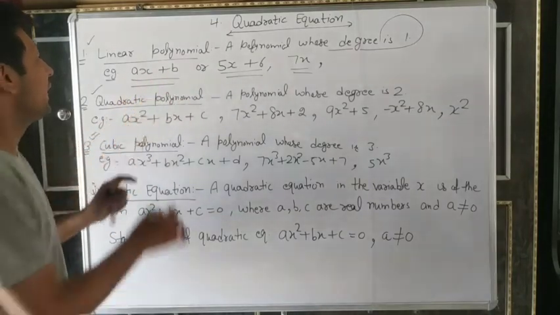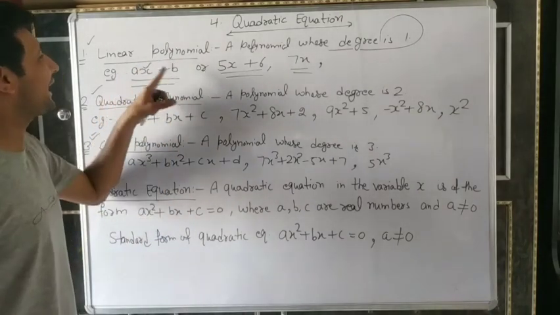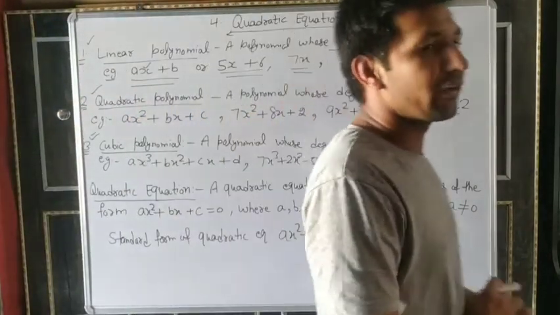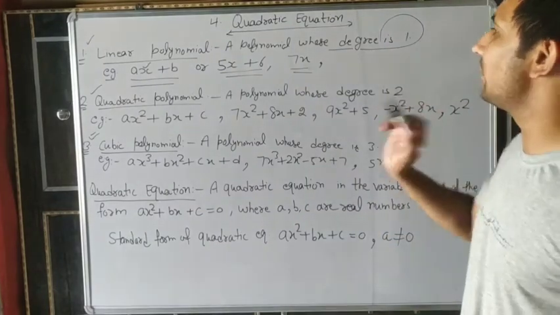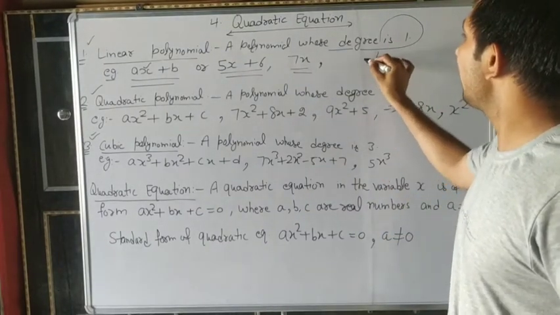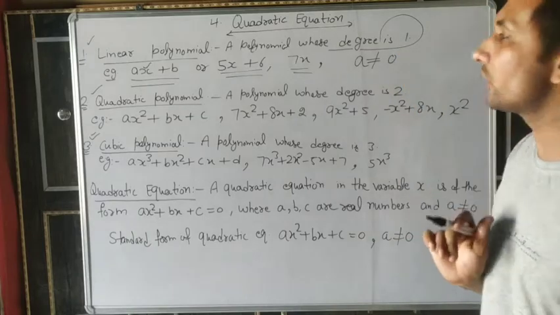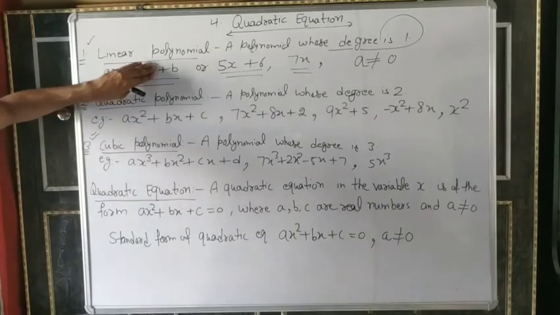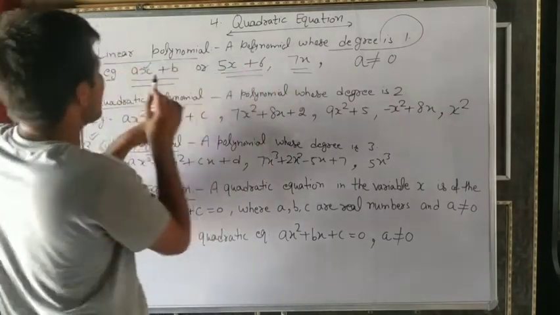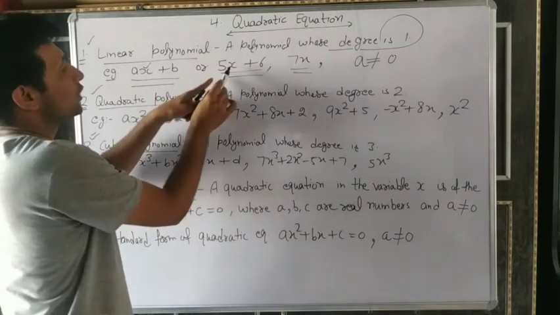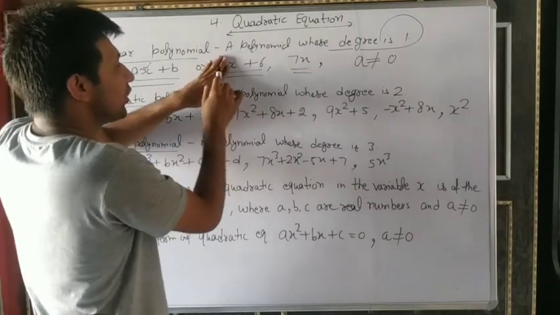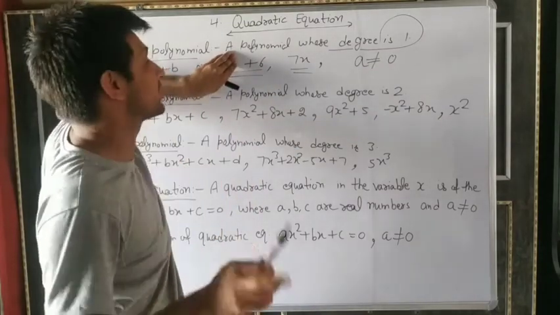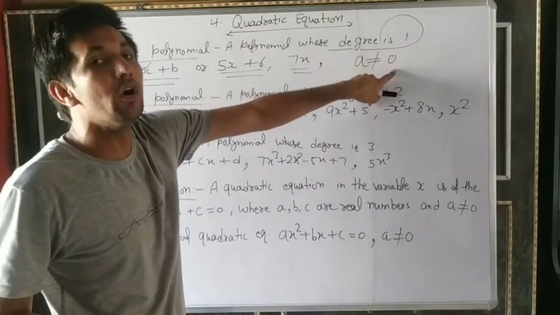It is a general form of a linear polynomial: ax plus b. x is the variable, and a and b are real numbers. And always remember one condition: a is not equal to 0. If a is 0, then 0 into x is 0. Here a is the coefficient of x. So what is the coefficient of x here? 5. If it is 0, then 0 into x becomes 0, so 6 is not a linear polynomial, it is a constant. That's why a is not equal to 0.